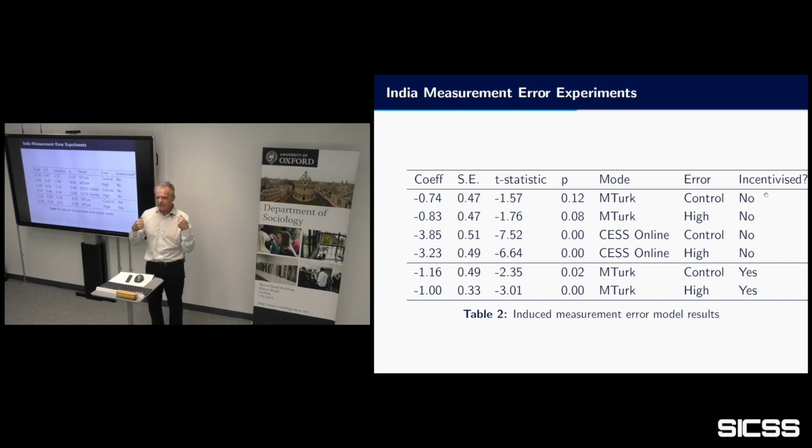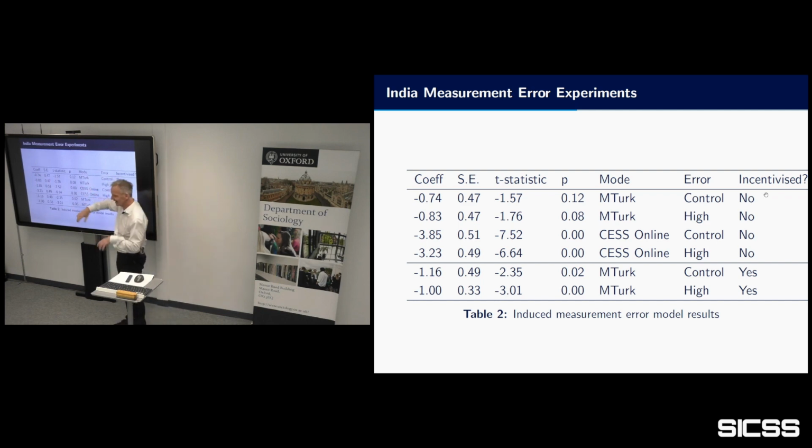One thing we explored was, what happens if we explicitly introduce measurement error into the experiment and compare people who are subjected to the same decision-making experiment, except with additional explicitly added measurement error, right? And our conjecture here was, for the MTurk respondents, it shouldn't matter because they're already inattentive and there's already lots of measurement error in their decision-making. And so that's the top part of this table. And effectively, that's true, right?